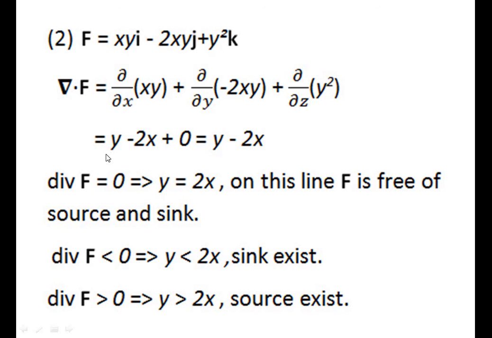Then we want to find when it is free of source and sink, and when it gives source and sink. Okay, divergence f equal to 0 when y minus 2x equal to 0, that is, when y equal to 2x. On this line, y equal to 2x, f is free of source and sink. Then divergence f less than 0 when y less than 2x, which gives a sink. Then divergence f greater than 0 when y greater than 2x, which gives a source of that function.